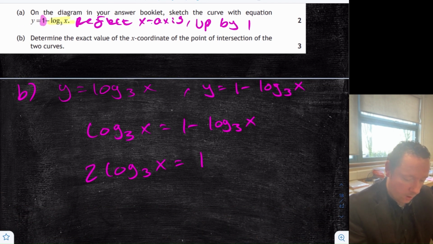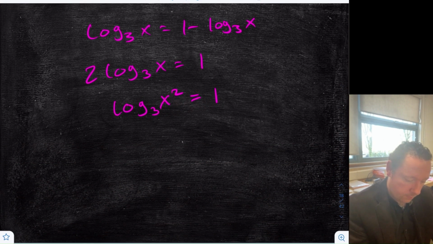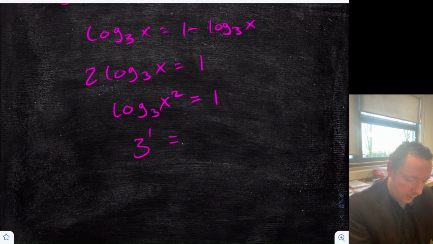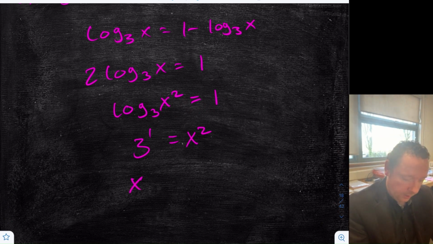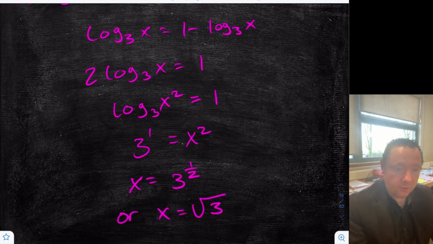I can take the 2 up as a power, so I get log 3 of x squared equals 1. Now I've got it in the form log of something equals a number, so 3 to the power of 1 equals x squared. 3 to the power of 1 equals x squared, and therefore I can find x. X equals 3 to the power of a half, or x equals the square root of 3.